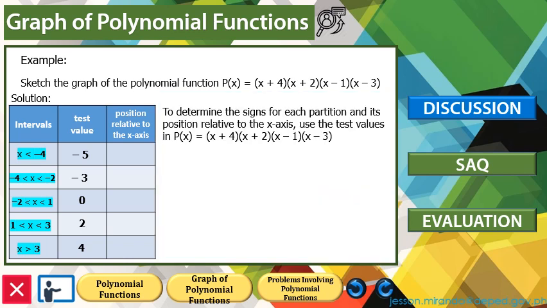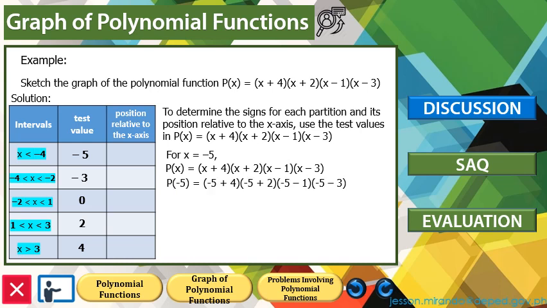To determine the signs for each partition and its position relative to the x-axis, use the test values. Just replace the variable x with the given test value in the polynomial function. For the first interval, x equals -5. Substitute the value of x into the polynomial function. P of x equals the quantity of x plus 4 times the quantity of x plus 2 times the quantity of x minus 1 times the quantity of x minus 3.